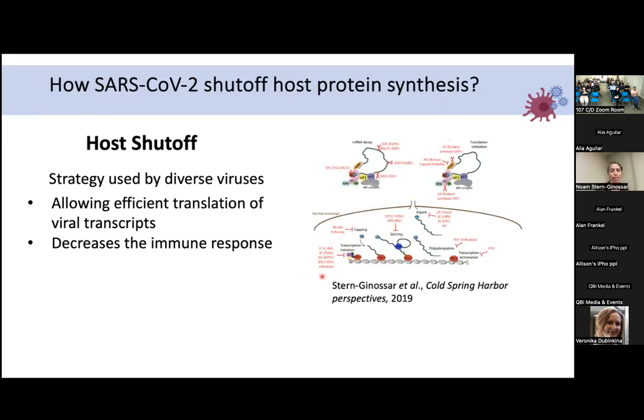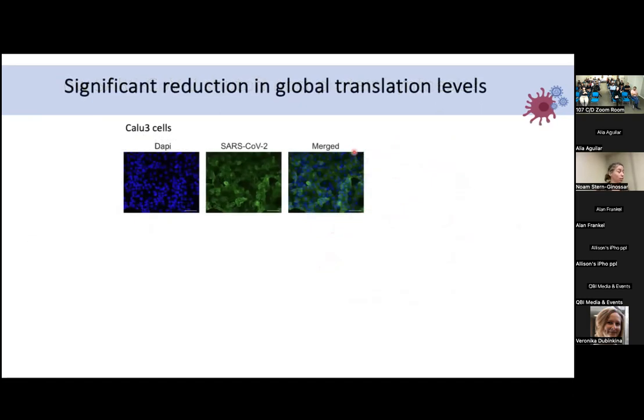So we have viruses that interfere with transcription, different processing steps in the nucleus, viruses that block export out of the nucleus, viruses that directly manipulate the translation machinery, and viruses that degrade cellular RNA either in the cytosol or in the nucleus. So we asked ourselves, what is SARS-CoV-2 doing?